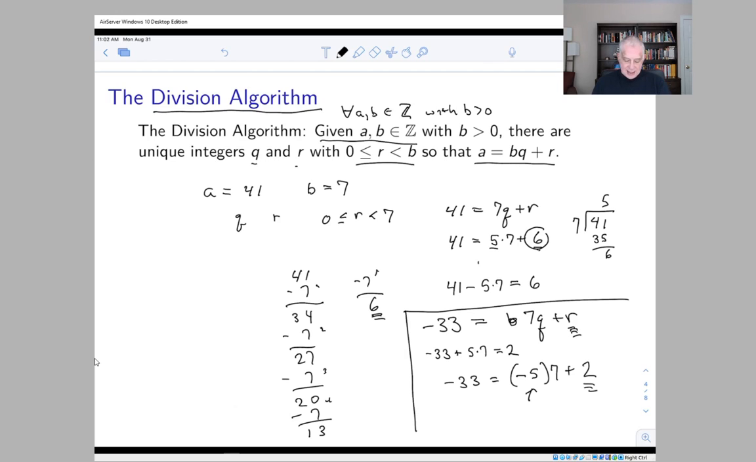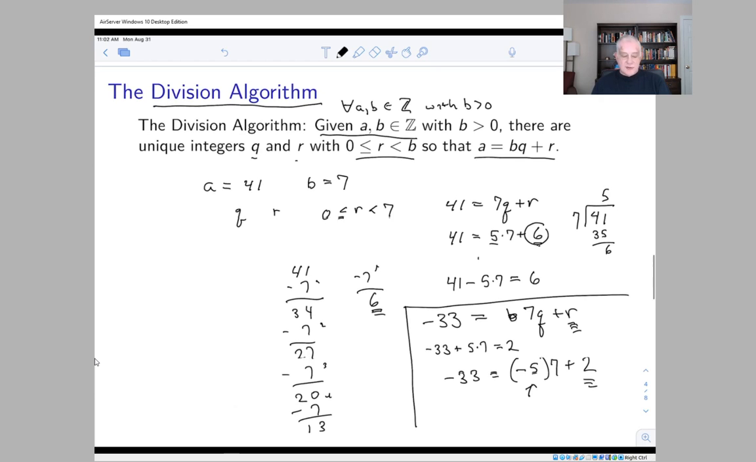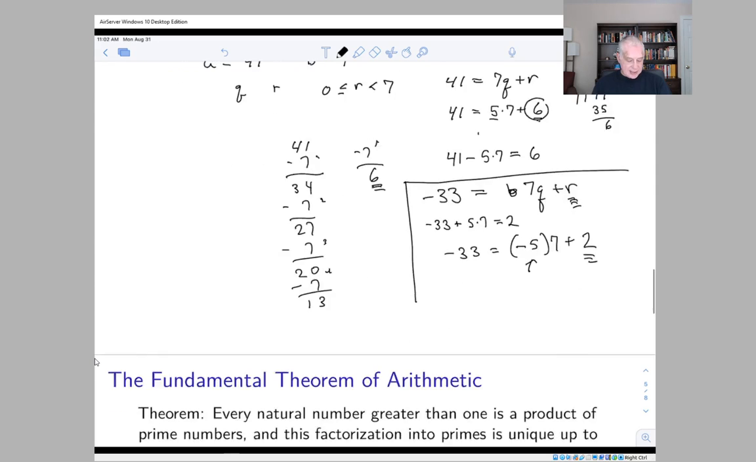So this is a little bit confusing because you might say, well, negative 33, when I divide by 7, I should get negative 4, and then there's a remainder of negative 5, right? But that's not allowed. The remainder is supposed to be positive. Quotient can be negative. So division with remainder is one thing we take for granted.